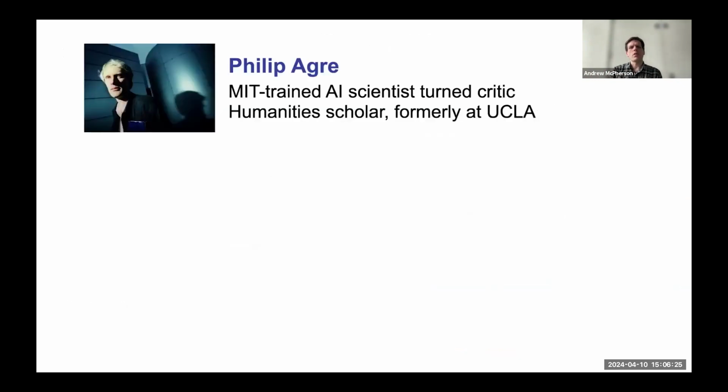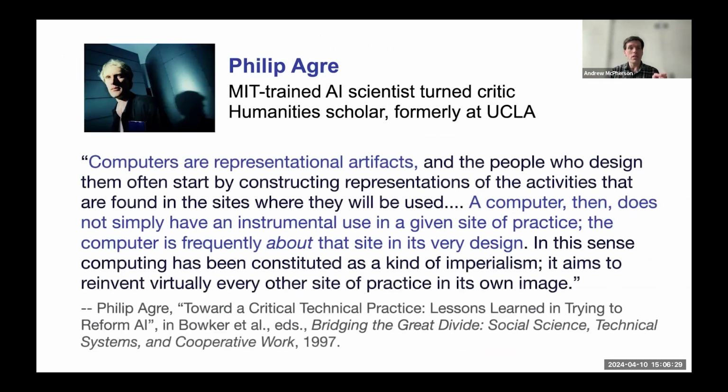Anyway, I'm going to go back to Agre for a minute and give you a little bit of a longer quote, because basically what Agre is saying is that what computational systems are trying to do is essentially to build representations like the ones that I've just described. He says computers are representational artifacts, and the people who design them often start by constructing representations of the activities that are found in the sites they will be used. A computer then does not simply have an instrumental use in a given site of practice. The computer is frequently about that site in its very design.